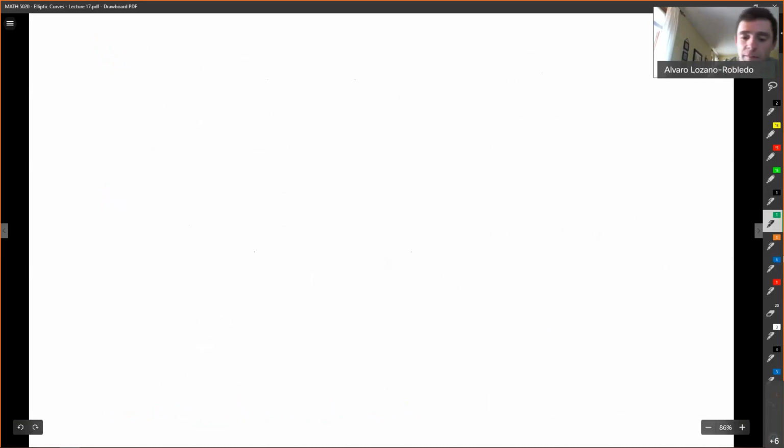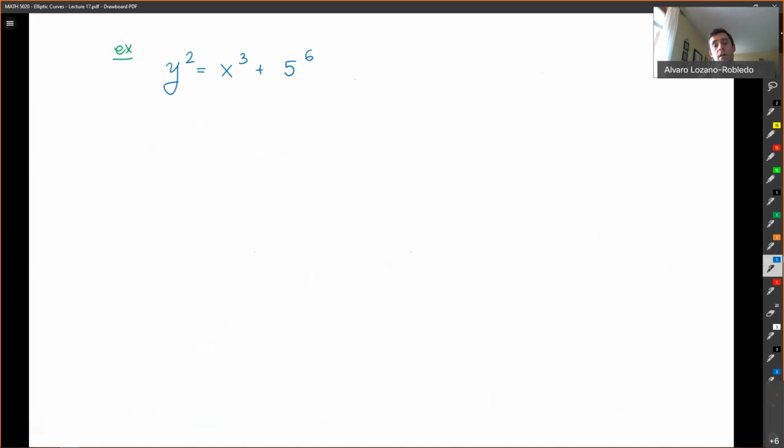So let's give some examples. So why are we bothered? Why are we bothering about this? The very first example is that if you have an elliptic curve like this, for example, plus 5 to the 6, this elliptic curve. So what's going to happen is that we are going to think of elliptic curves over Q, say. But then we want to know where these elliptic curves have bad reduction.